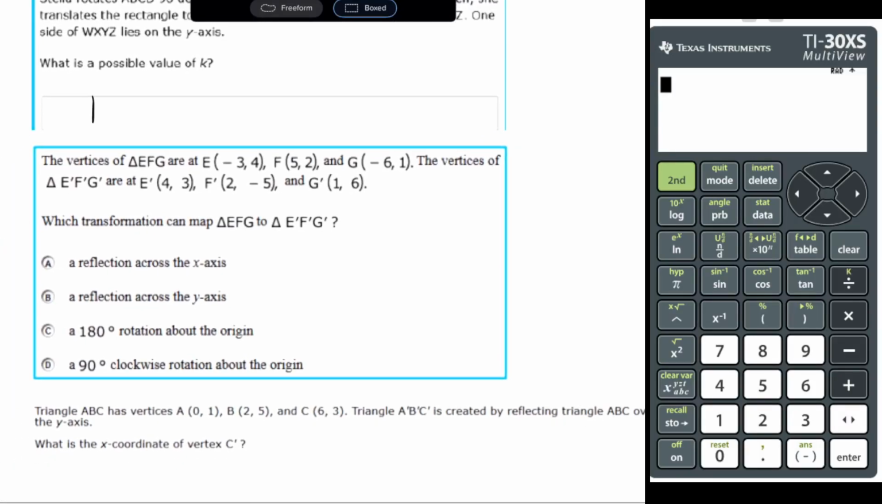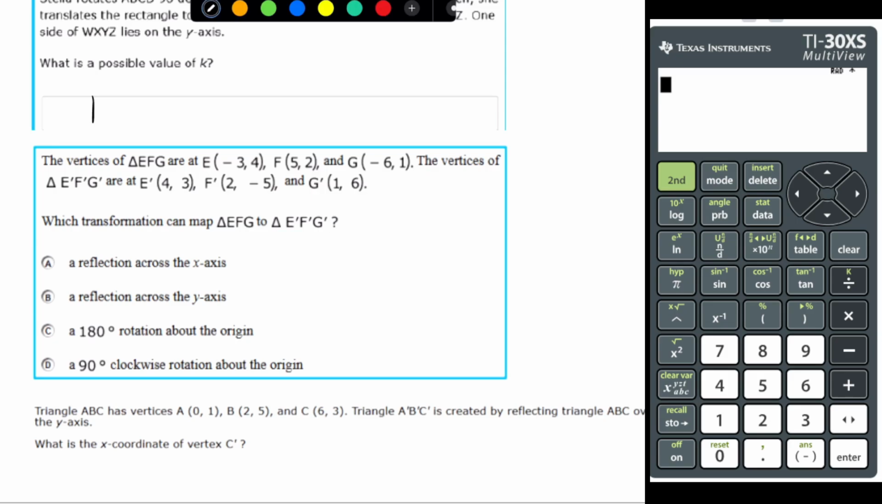Question 2. The vertices of triangle EFG are negative 3, 4, 5, 2, and negative 6, 1. The vertices of E prime, F prime, G prime are 4, 3, 2, negative 5, and 1, 6. What transformation can map EFG to E prime, F prime, G prime?